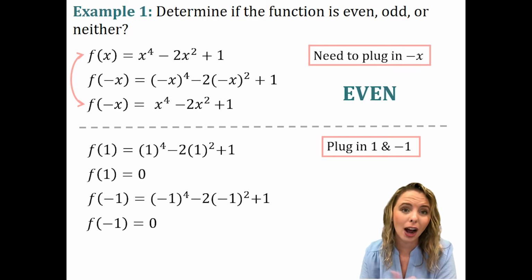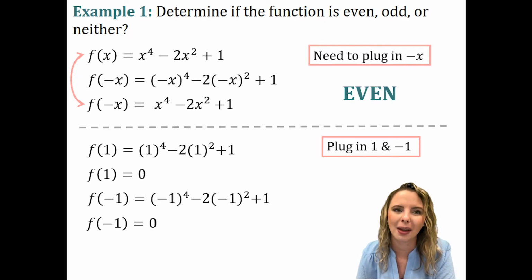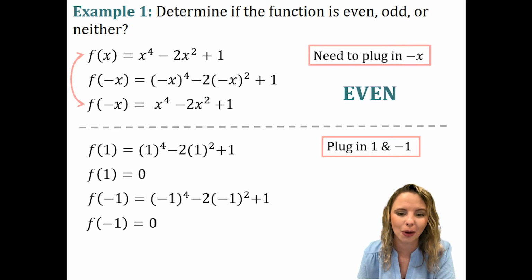Now guys, if you're at home and you're using your calculator, that is awesome. But remember, we must put negative numbers in parentheses. Because if you would not have put negative 1 in parentheses, raising it to the 4th power or raising it to the 2nd power, you would have gotten an answer other than 0, and that would not have led you to the correct answer for the question on determining if the function is even, odd, or neither.